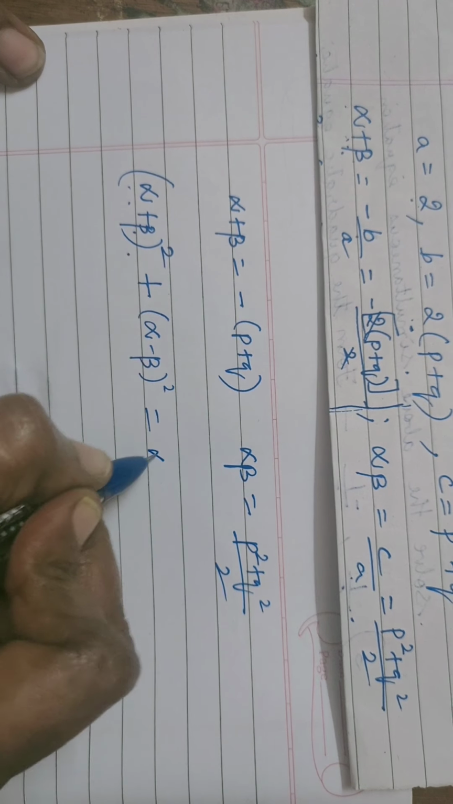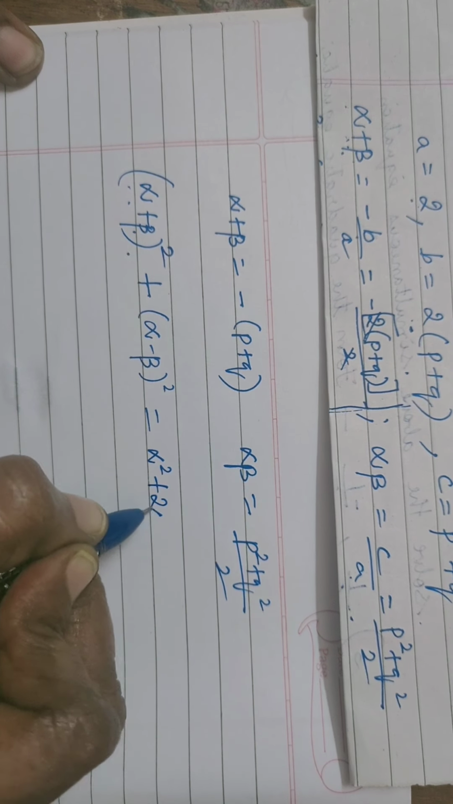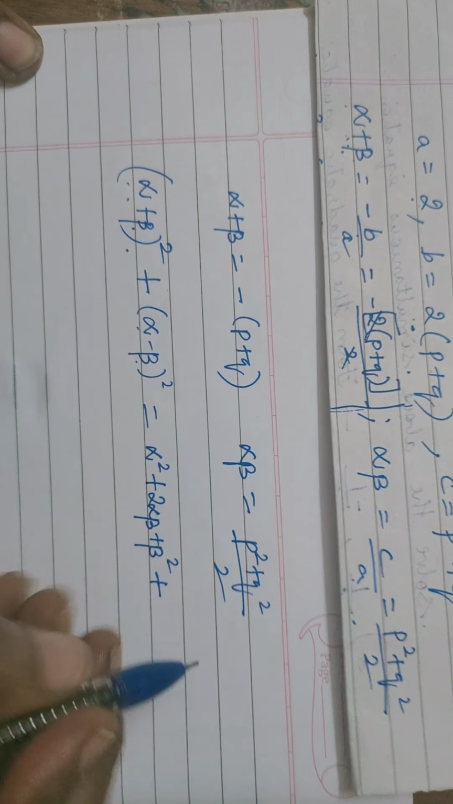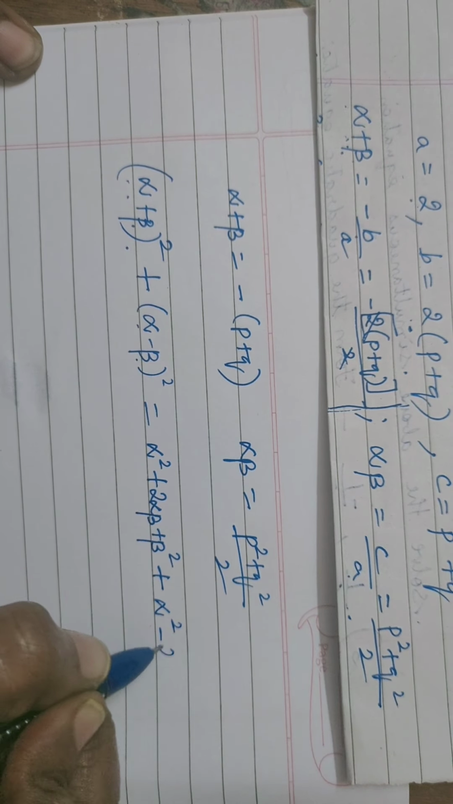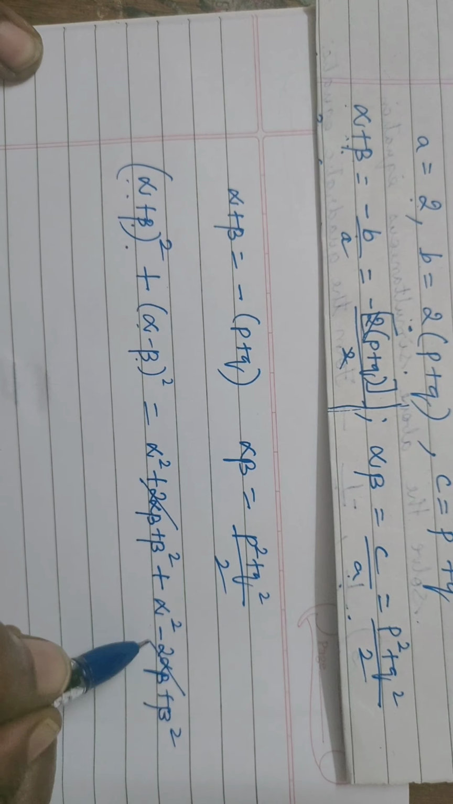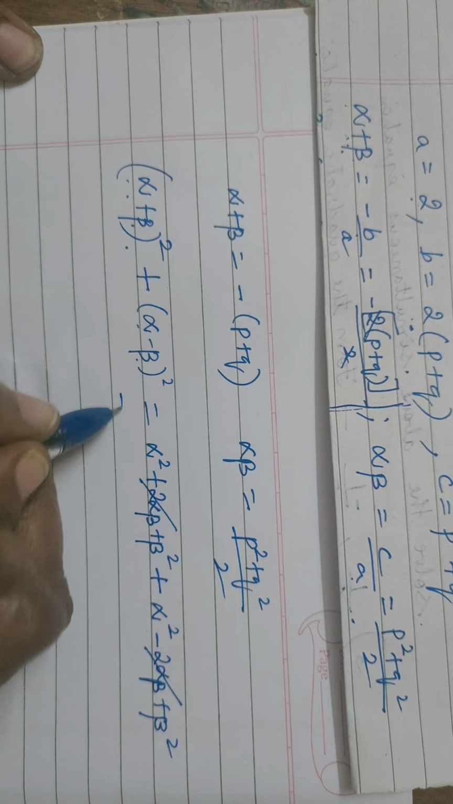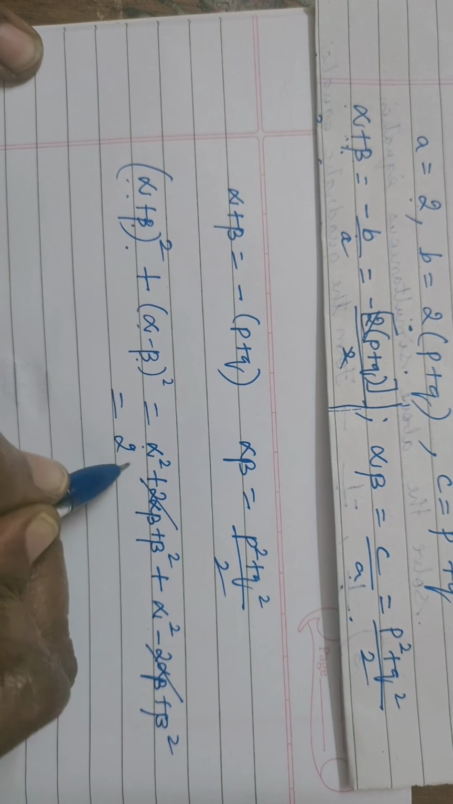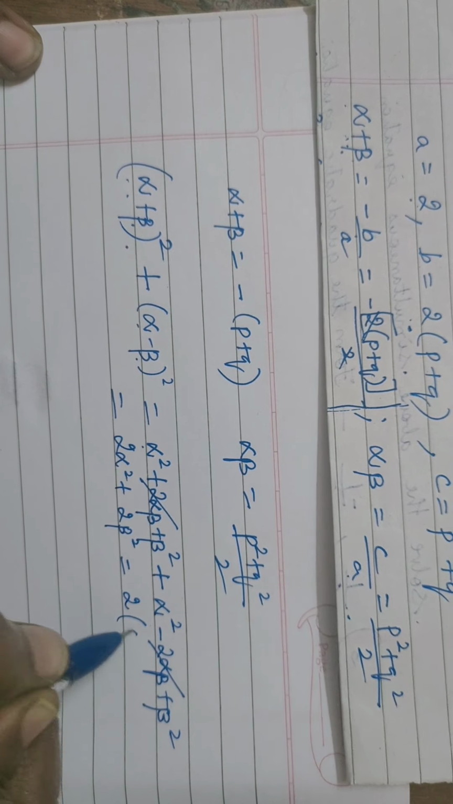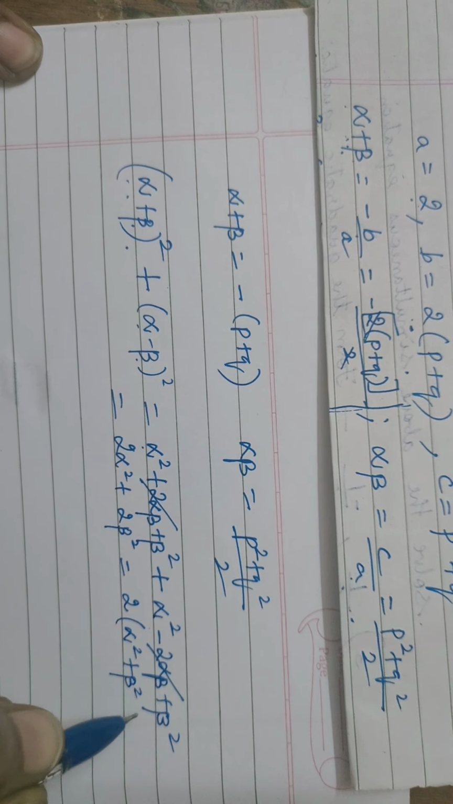Here we use the formula for a plus b the whole square: alpha square plus 2 alpha beta plus beta square. Plus this a minus b the whole square: alpha square minus 2 alpha beta plus beta square. Here plus 2 alpha beta and minus 2 alpha beta get cancelled. So we get 2 alpha square plus 2 beta square. We can take 2 common, so we got 2 times (alpha square plus beta square).